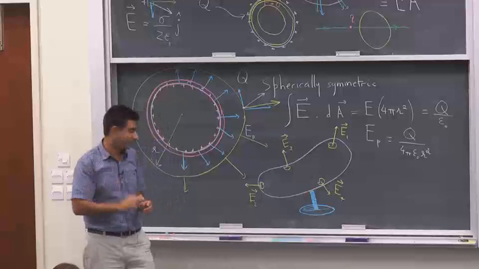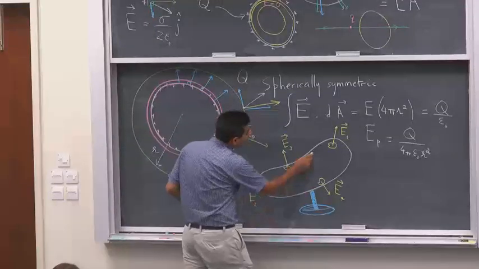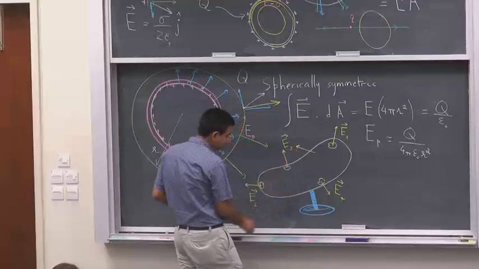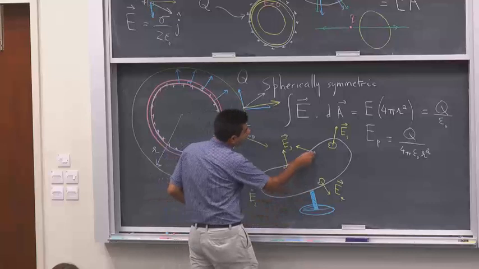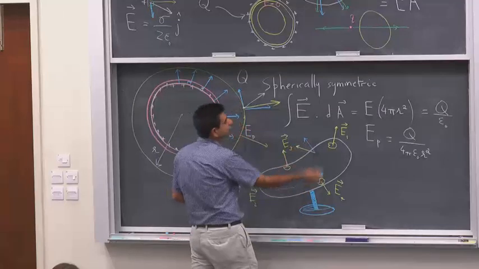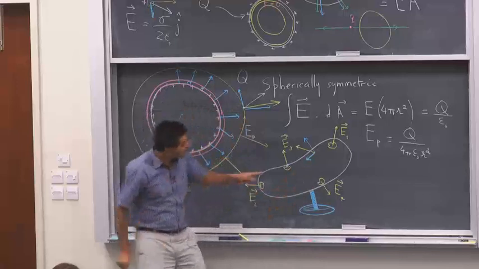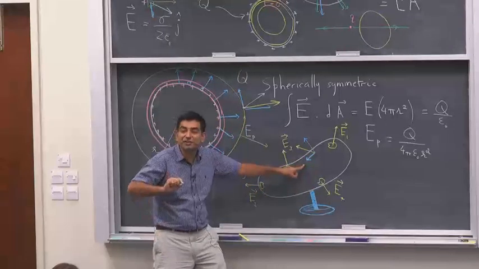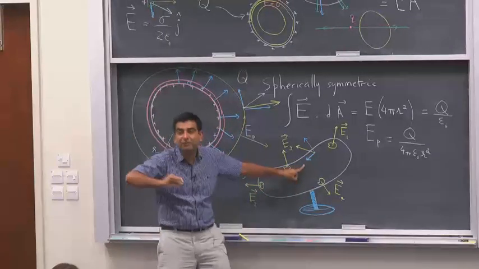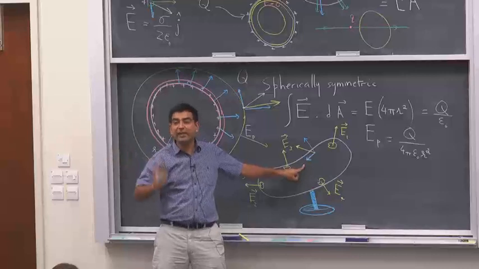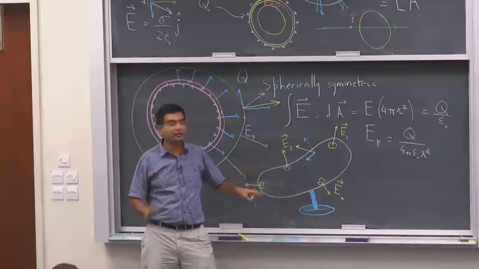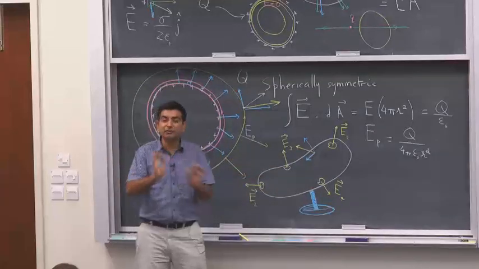normally outwards. Because if it did not point normally outwards, if this were the hypothetical direction, I could resolve it into its two components, one that is normal and the other that is tangential or along the surface. But a component along the surface will cause the charges to accelerate. The charges will no longer be in equilibrium. So if you want everything to be in equilibrium, the only possibility is that the electric field is normal to the surface.